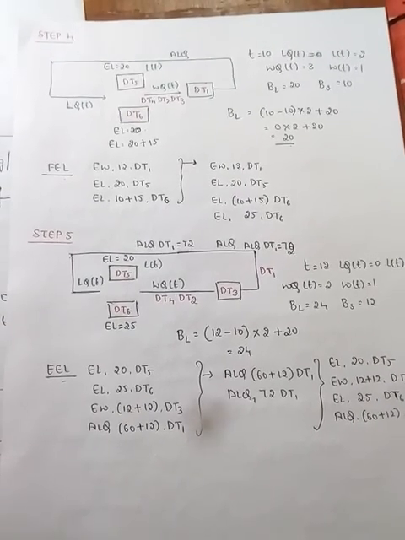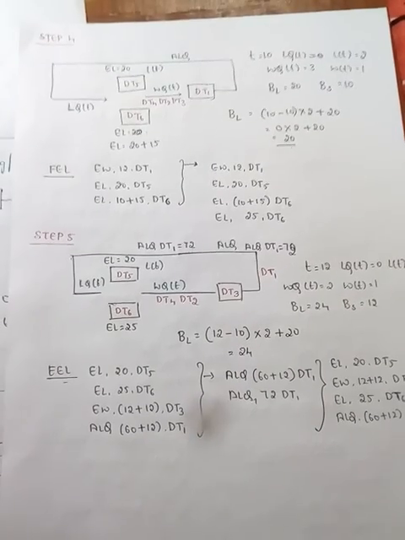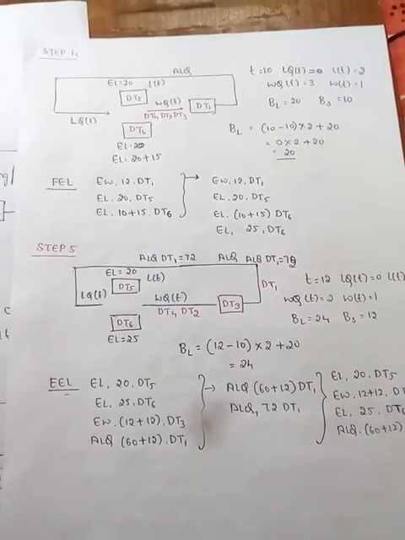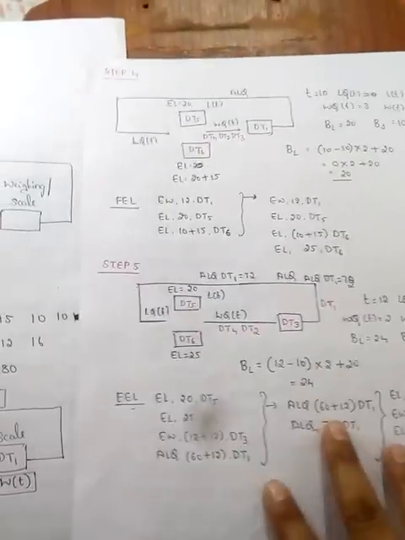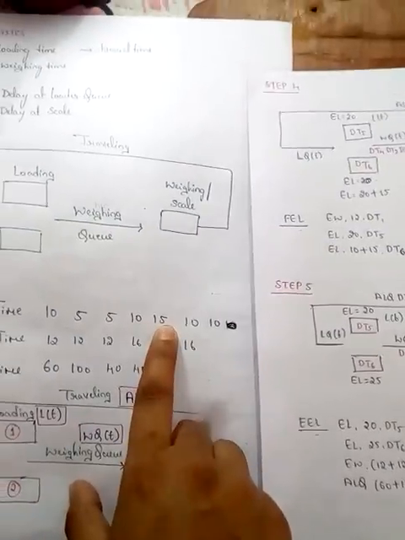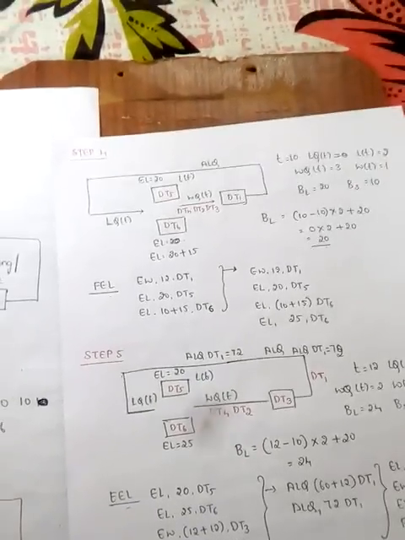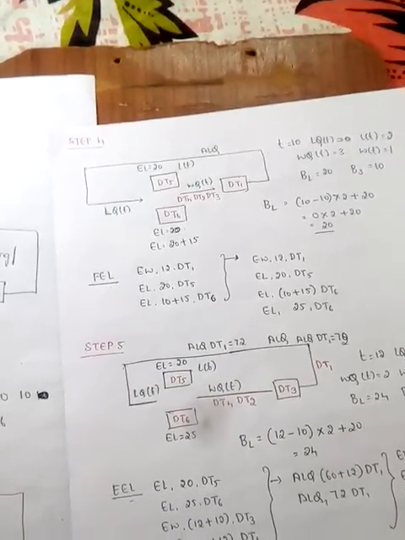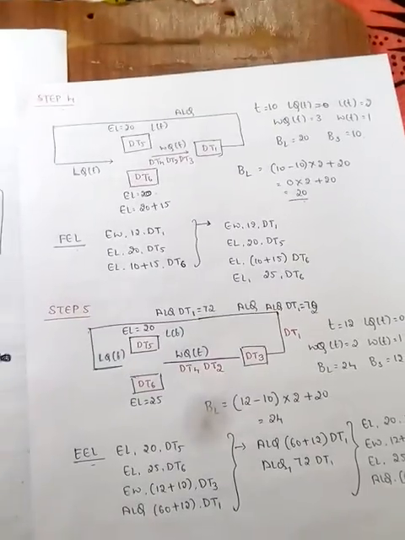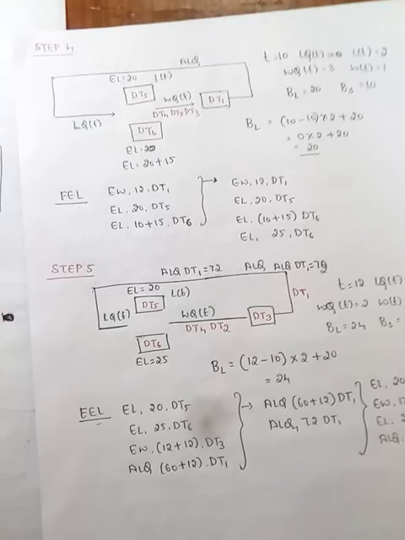Now I have to calculate a loading time for DT6. The previous value of my DT5 was 10. Previous was 20, then 20 plus my value is 15. It goes according to my formula, the previous time plus present time. The previous time was 20 and my present time is 15. Now EL value is 20 plus 15.